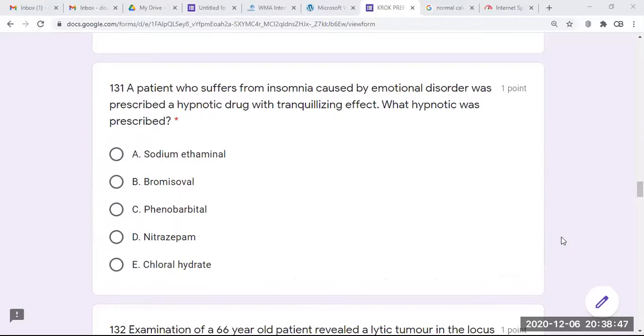Bright, read question number 131 for us. Question 131. A patient who suffers from insomnia caused by emotional disorder was prescribed a hypnotic drug with tranquilizing effect. What hypnotic was prescribed? All right. So listen.